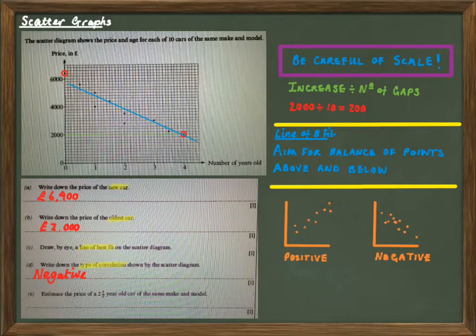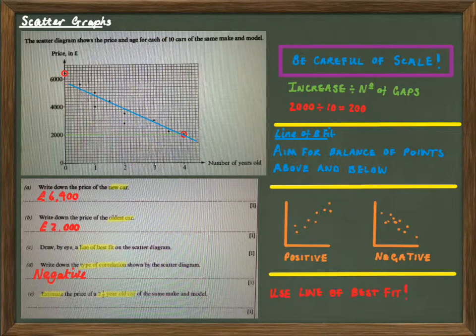Last one, they're always going to ask you to use your line of best fit if you are actually required to draw one. So use line of best fit, I've written down. Estimate. The reason why it says estimate is because, as I said before, the line of best fit is very unlikely to be spot on, okay, but as long as it's close enough, that's fine. The price of a 2.5-year-old car.